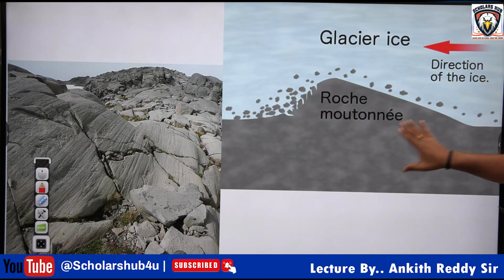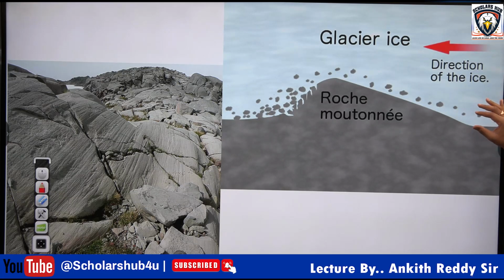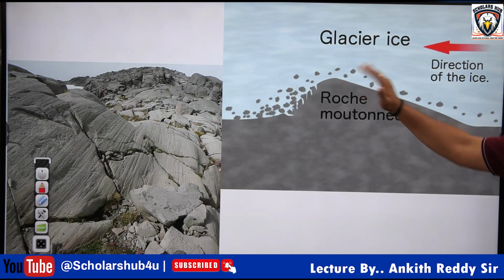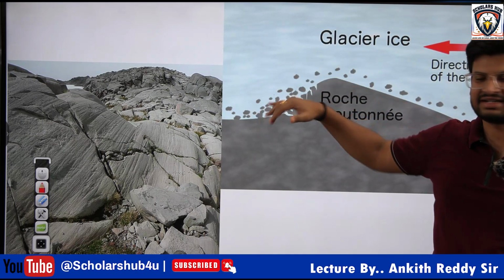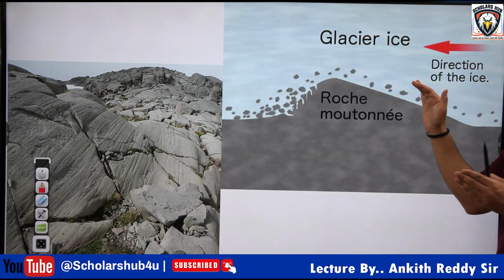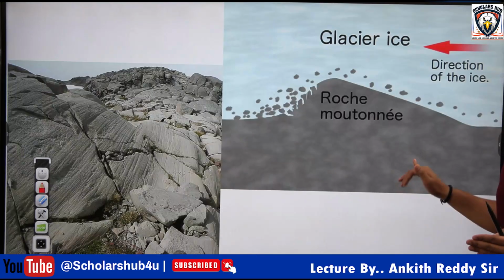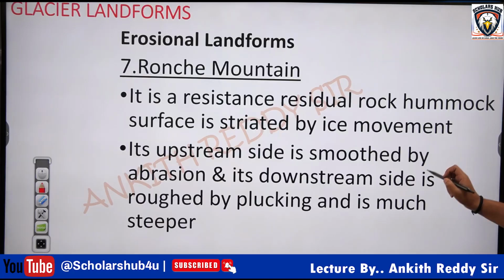See, this is a mountain. Here on one side the glacier is moving in this direction. When the glacier is moving in this direction, this side will become smooth because of that scratching. One side of the mountain will become smooth. Now when the glacier moves downhill on the other side, it erodes there. So one side it will be smooth, the other side it will be plucking. This is called a Roche moutonnée. What is a Roche moutonnée?